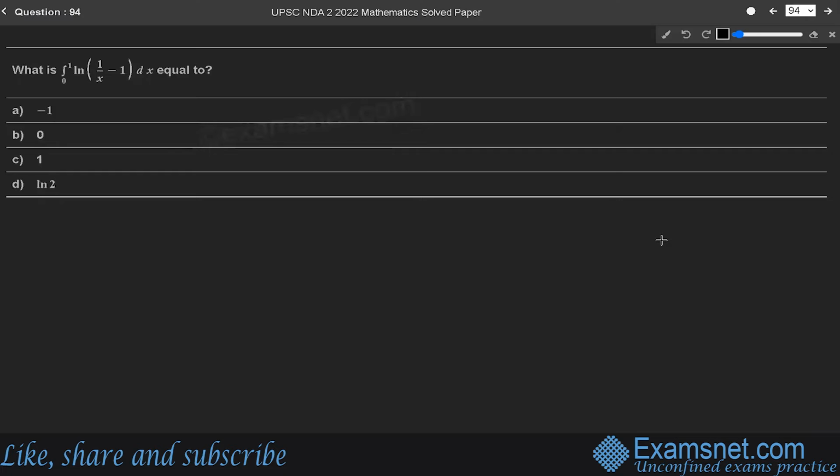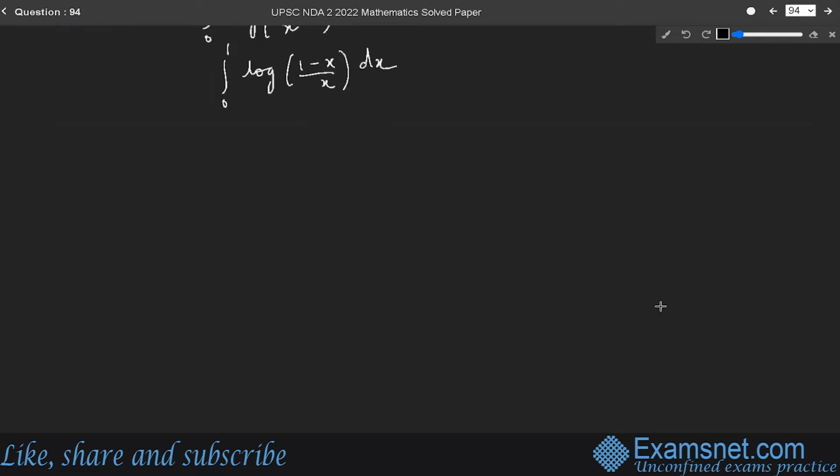Next question is, what is the integral from 0 to 1 of log of (1 upon x minus 1) dx equal to? Here the limits are 0 and 1. Firstly, this can be written as the integral from 0 to 1 of log of (1 minus x) upon x dx. Further separating it, it will be equal to the integral from 0 to 1 of log (1 minus x) dx minus the integral of 0 to 1 log x dx.